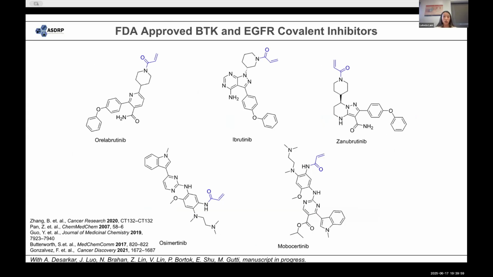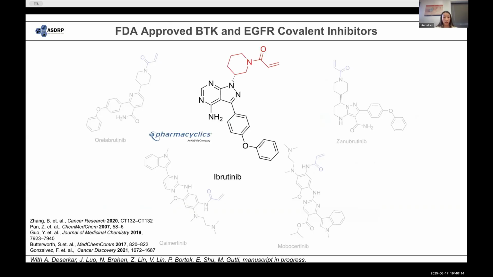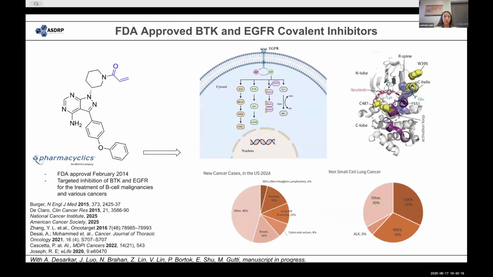So moving on to BTK and EGFR, here are some BTK and EGFR covalent inhibitors with the covalent warhead highlighted in blue. And of these, Ibrutinib stands out. And Ibrutinib was developed by Pharmacyclics and FDA approved in February of 2014. And it stands out among those compounds as it is potent against both EGFR and BTK.